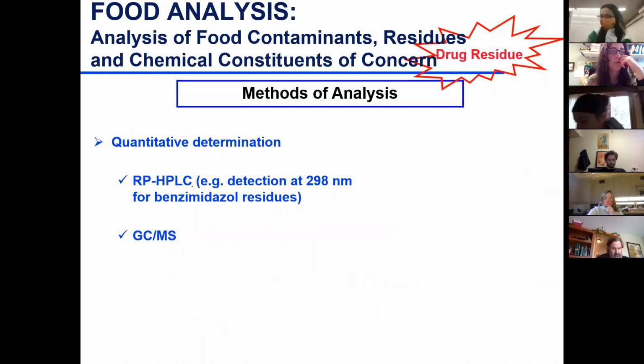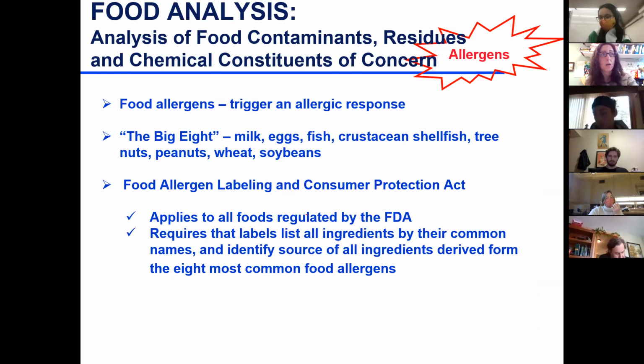So quantitative determination, again, reverse phase HPLC, you can measure UV detection or you can do GCMS.